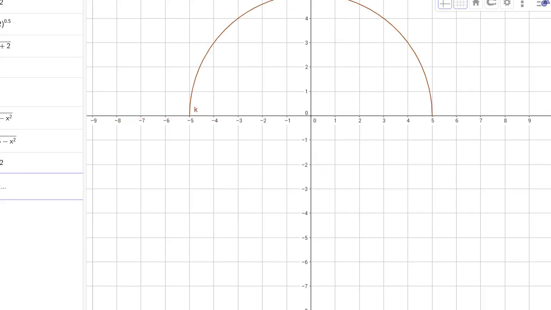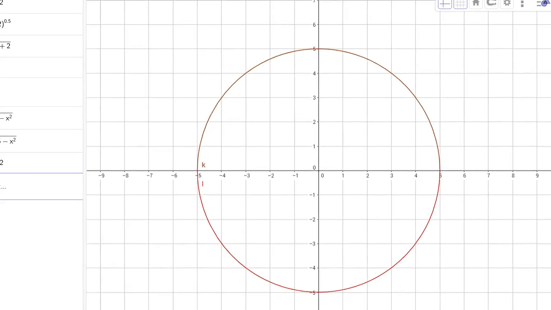Let's see, for this one, this is now a relation. It is not a function. As you can see here, my domain is from -5 to +5, just like that. And my range is also from -5 to 5.